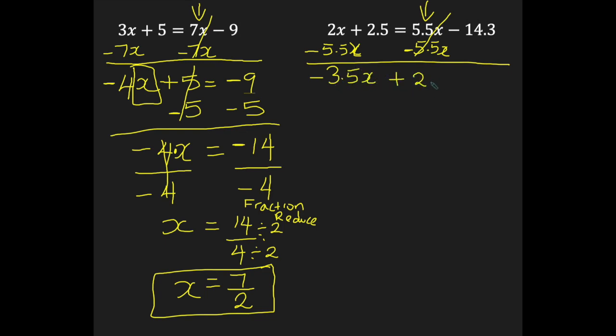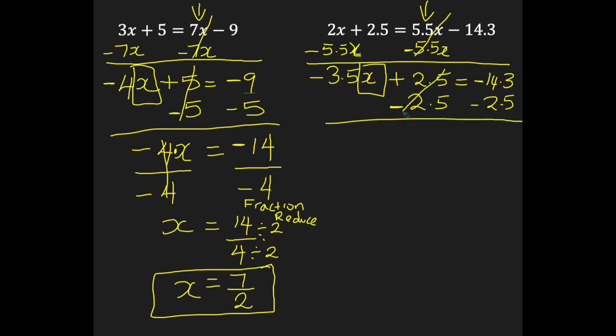Bring down my positive 2.5 equals, and bring down the negative 14.3. I'm going to put my box. That clues me in to get rid of the 2.5. So I'm going to do the opposite. I'm going to subtract 2.5 from both sides. So that's eliminated. I'm going to bring down the negative 3.5x equals, and in my calculator, I'm going to put the minus 14.3 take away the minus 2.5.